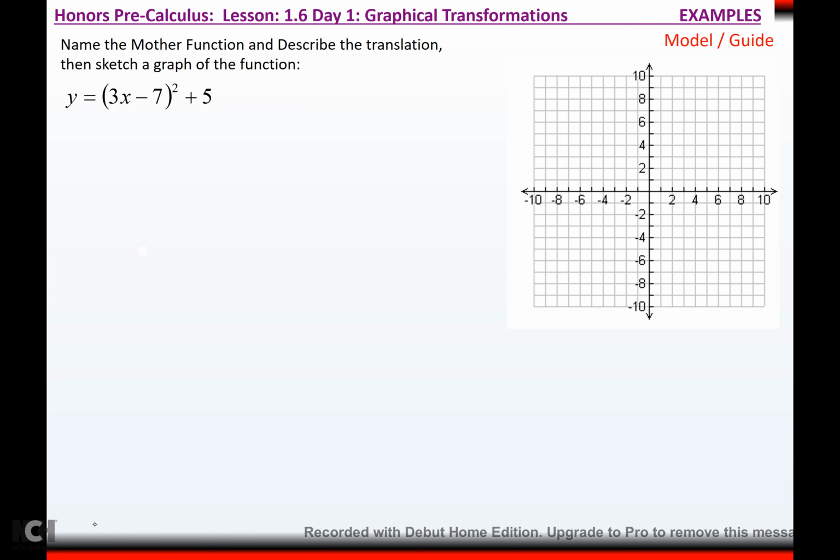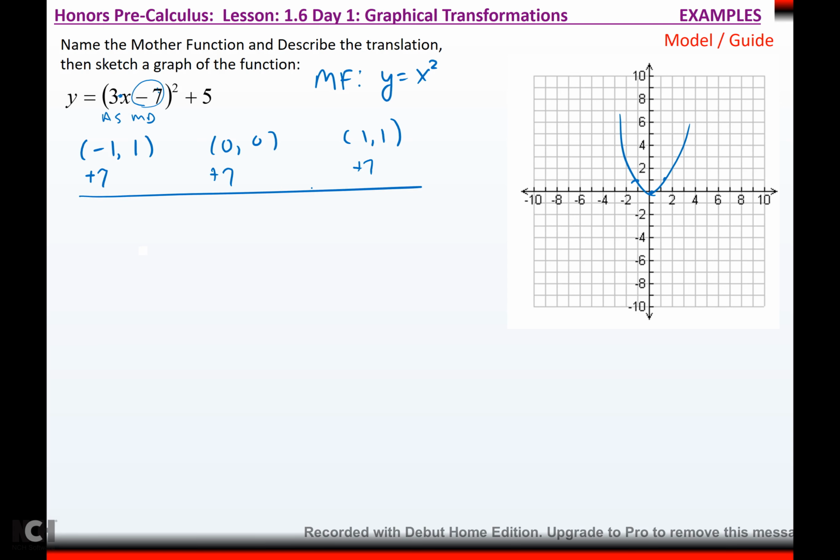If we do this one, again, mother function is y equals x squared, which we know uses the ordered pairs -1, 1, 0, 0, 1, 1. I've got to do two things to my x. I've got multiplication by 3, and I've got subtraction by 7. When you're doing things to x, you do them in reverse PEMDAS order. So I've got to do the -7 first, which means I do the opposite, so I'm going to add 7. I get 6, 1, 7, 0, 8, 1.